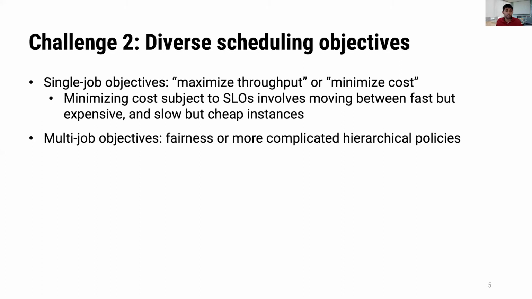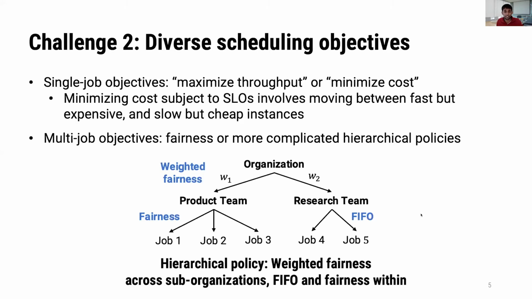Multi-job objectives make this allocation problem even more challenging. In the extreme case, policies can be hierarchical. An organization might be composed of a product and research team, and resources across these teams might need to be divided using a weighted fairness policy. However, the product and research teams themselves might allocate resources to individual jobs using different policies. For instance, fairness and FIFO. Resources need to be allocated to different jobs while being cognizant of these different constraints.